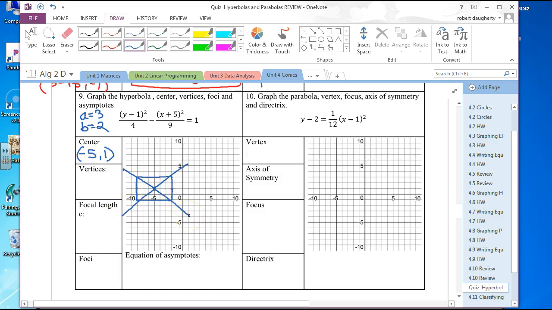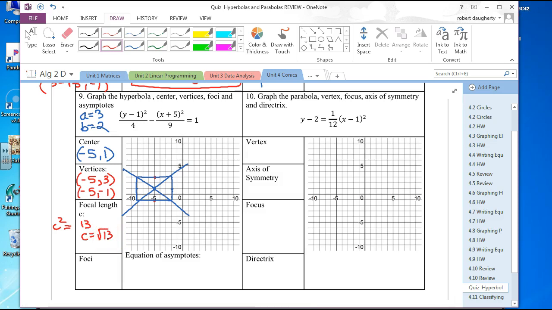And since this is vertical, this will be a vertex right here. I'll have another one here. So these vertices are at negative 5, 3, and negative 5, negative 1. Focal length, c squared, is equal to a squared plus b squared. That is going to be 13. So c is equal to square root of 13. That's a number. That number is between 3 and 4.